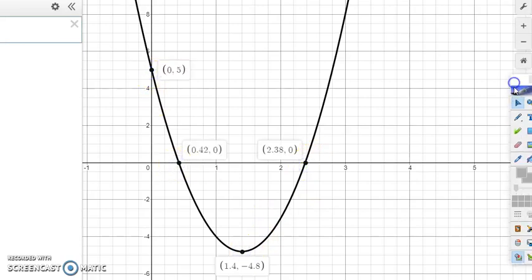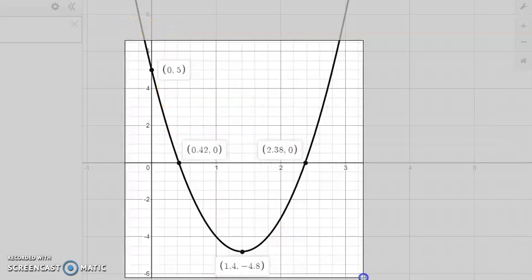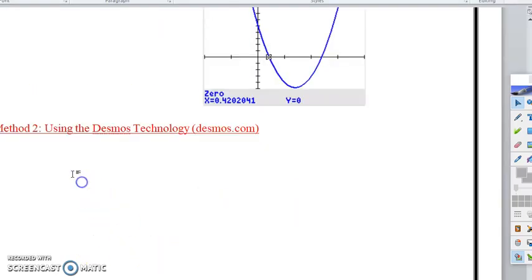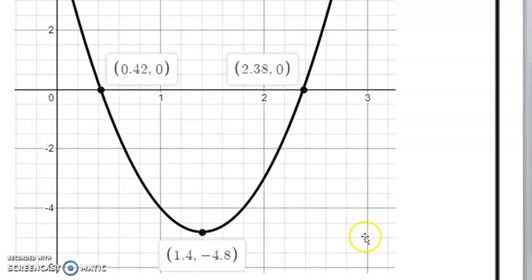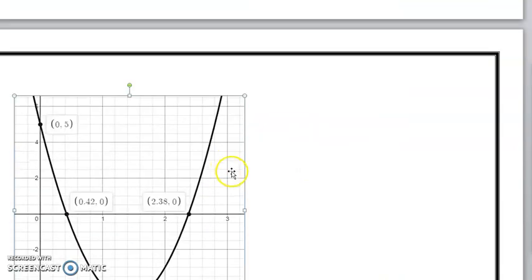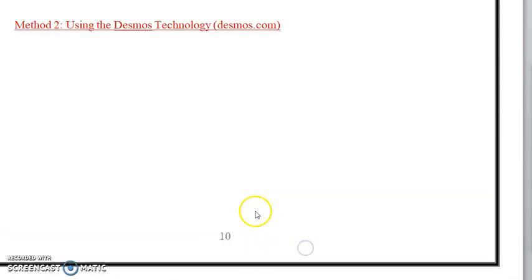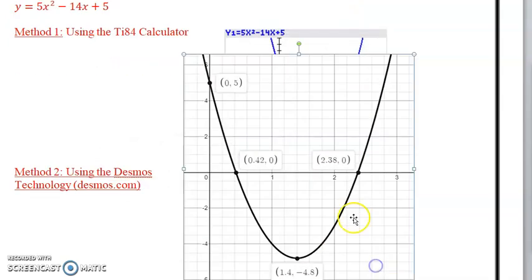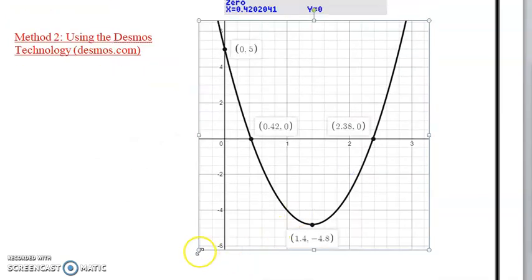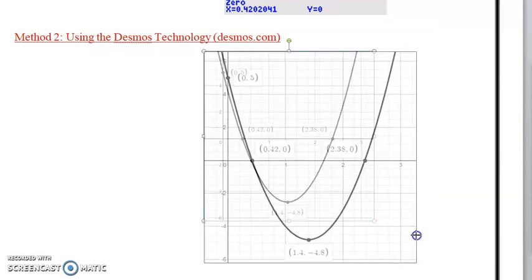I'm going to take a quick picture of that for our notes. All right. And there we go. Take this down here for it. There we go. Perfect. There's our graph, right?